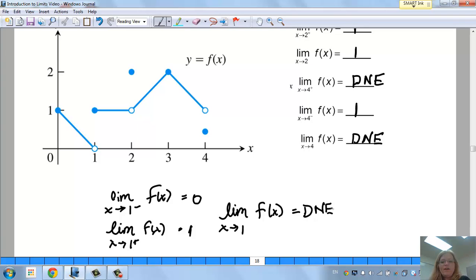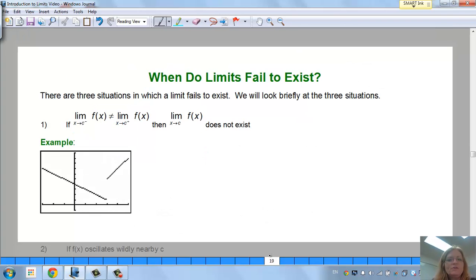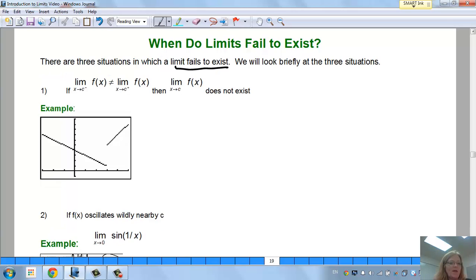So when do limits fail to exist? This is a good page. There are 3 situations in which limits fail to exist. We will look briefly at this. One is if the limits from the left and right do not match, and we've just been talking about number 1. Like this picture right here, the left limit does not match the right limit, then it fails to exist, just like we looked at there.